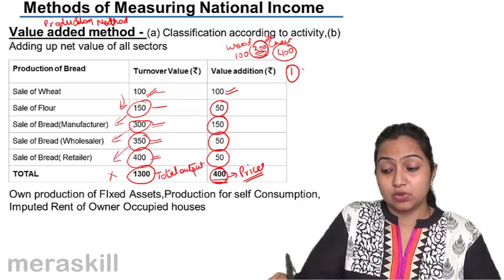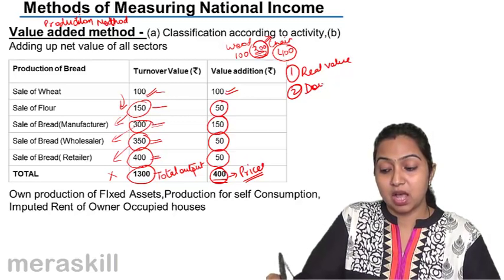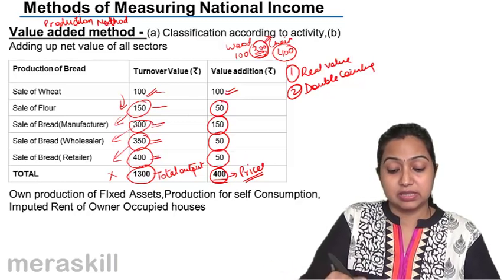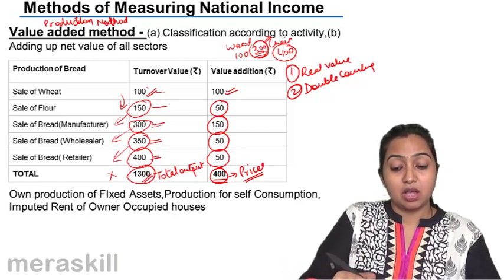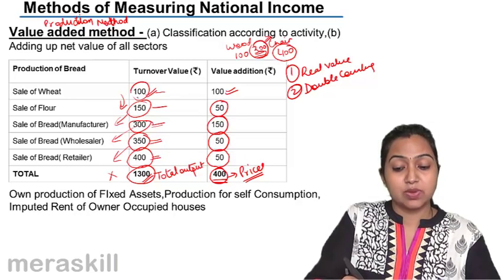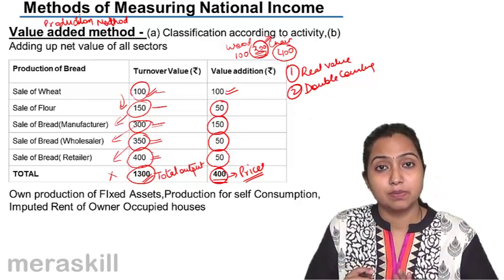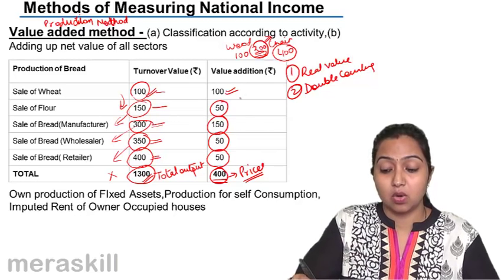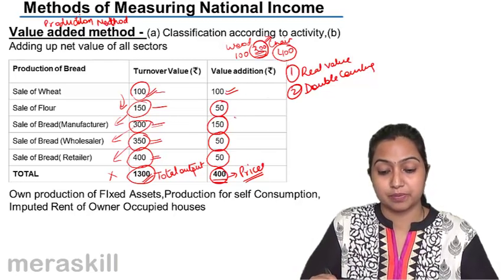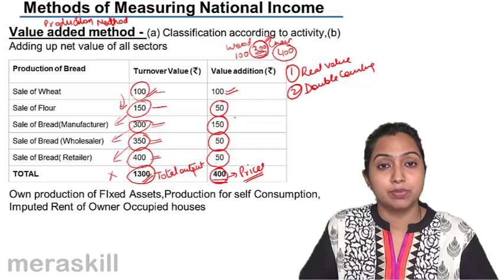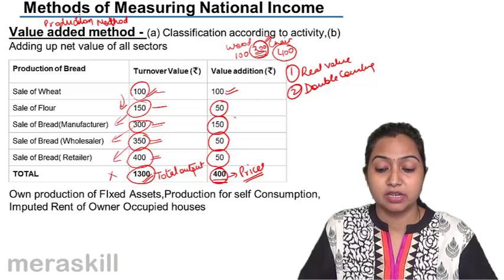One, because it tells you the real value. And second, it helps you in avoiding double counting. If we did not use this method, we would be counting the amount that we spent on wheat so many times. This should not be the case. We should take only the value added. This is how you compute the income by the value added method.